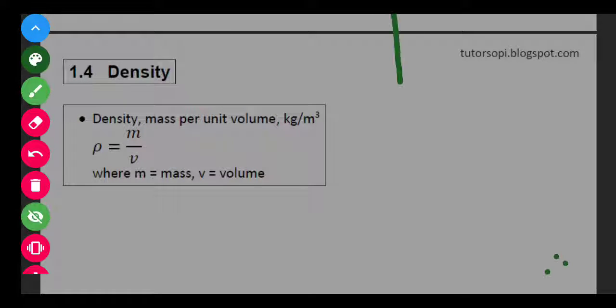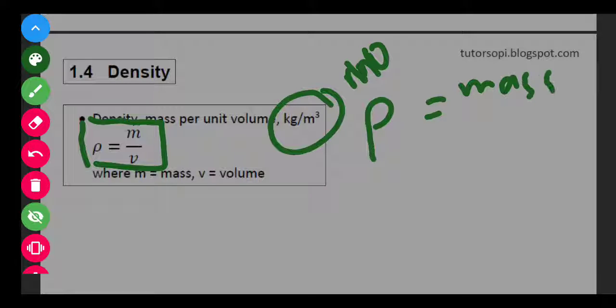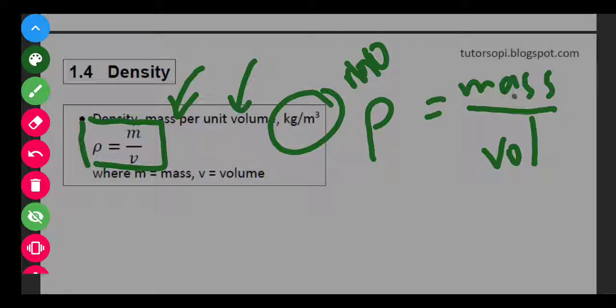Okay, first kali yang kita belajar dekat dalam density ni adalah dia punya definition. Definition of density is basically mass per unit volume. Unit dia, kalau SI unit dia adalah kg per meter kubik. Kenapa? Sebab kita boleh tengok the formula. Formula dia, itu adalah rho. Rho adalah mass over volume. Sebab tu dia punya definition adalah mass per unit volume. So mass per volume, itu adalah definition for density.